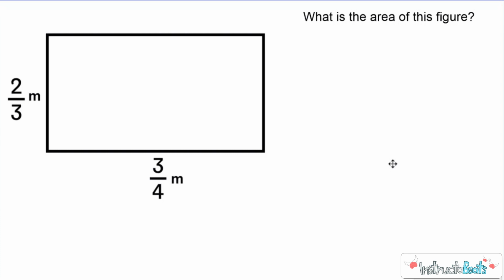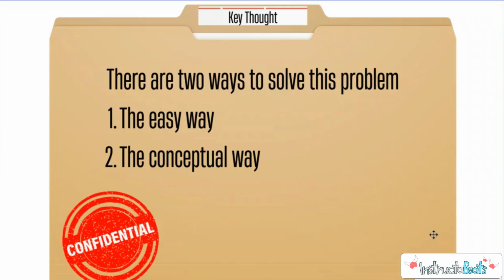Let's take a look at our key thought though before we solve this. Our key thought, straight from headquarters: there are two ways to solve this problem. The easy way, which I'm sure some of you have already started to figure out, maybe even have the answer in your head. And the conceptual way, which takes a little bit more brain power. So let's dive back into this problem and see if we can help out Agent Zero.